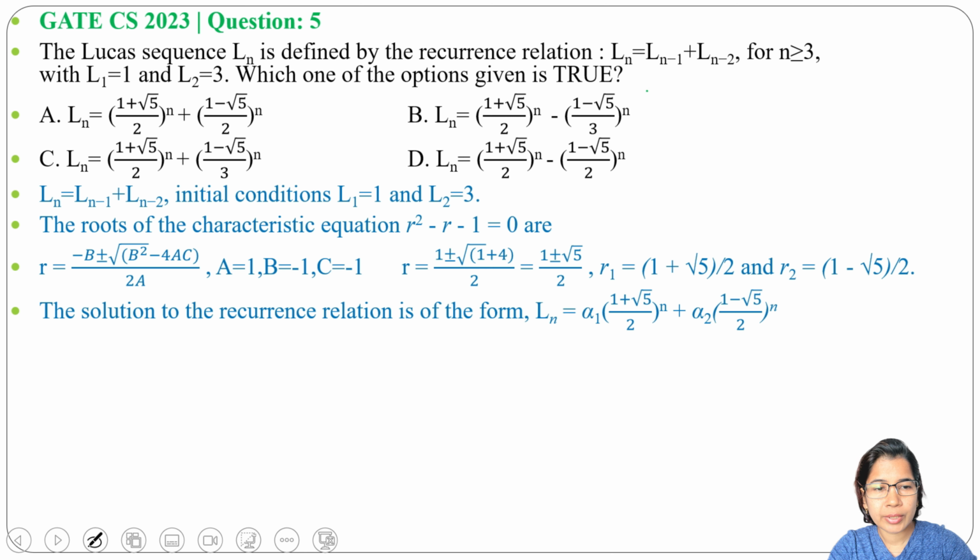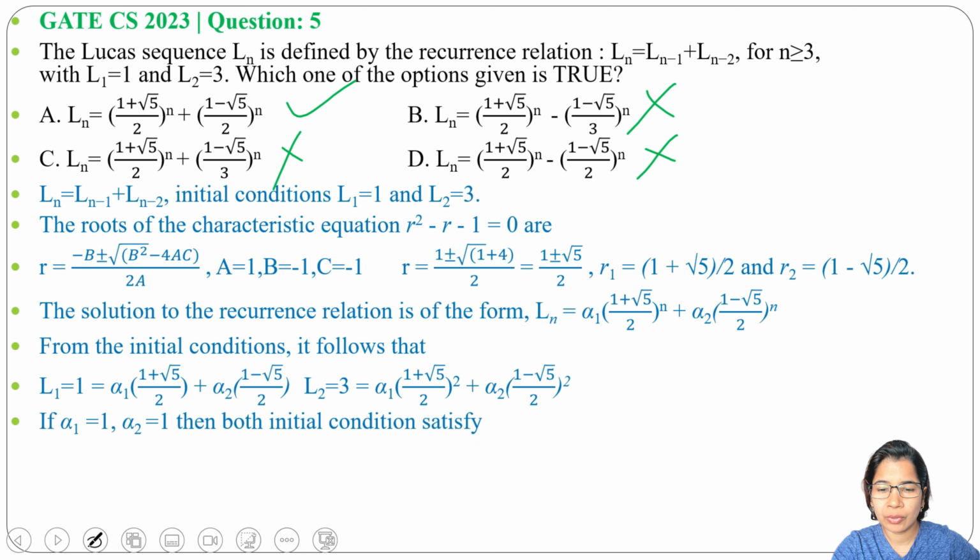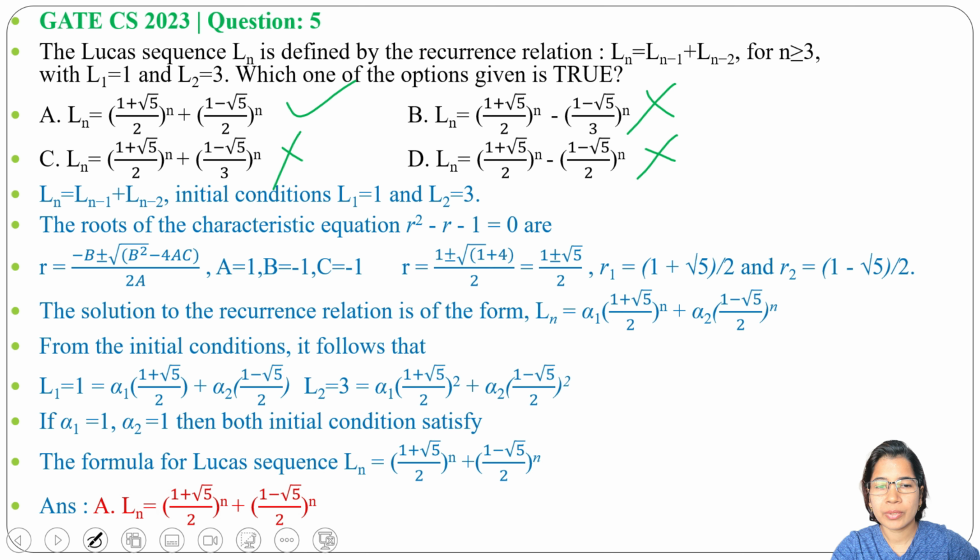So we found option B is wrong, option C is wrong, option D is wrong. The only answer is option A, for α1 = 1 and α2 = 1. We checked both initial conditions, and it satisfies. So here the answer will be option A.